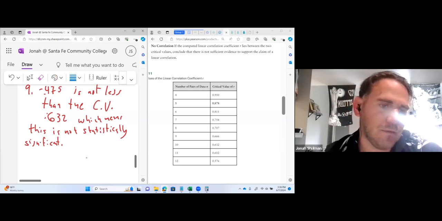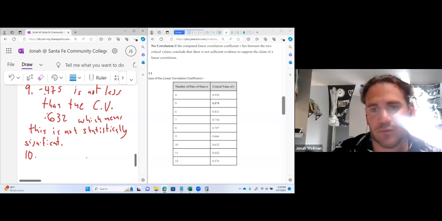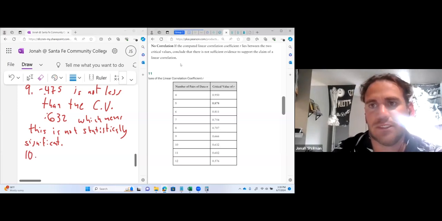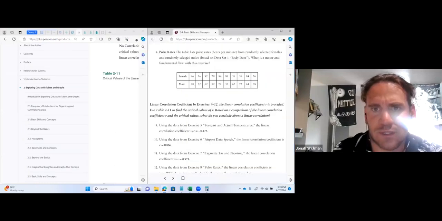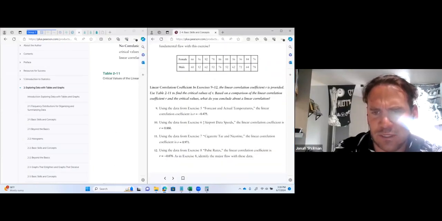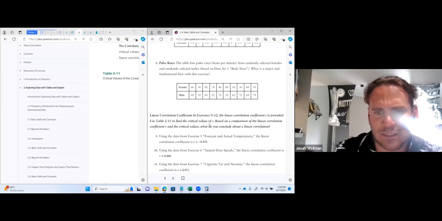All right, I'll do 10 also, just to make sure this is clear for everybody. So number 10. Number 10 says, using the data from exercise 6, airport data speeds, it says it's 0.866. We have an R of 0.866.